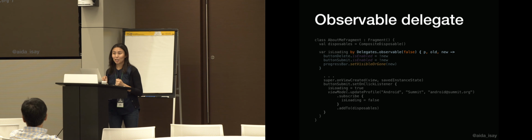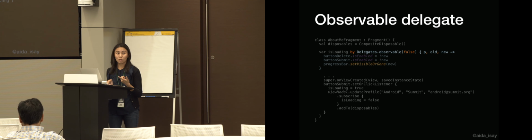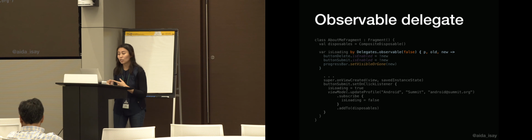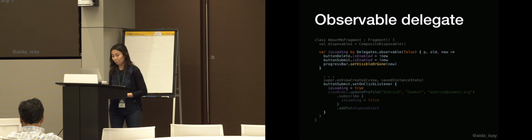So, delegates observable: you can make any property observable by passing the keywords by Delegates.observable, as you might have guessed. Then you would pass the initial value. In this example, this is a Boolean property, so we're passing the initial value false, and we're passing the lambda function. The lambda function takes arguments like p as a reference to the property, old as the previous value of the property, and new as the new value of the property. And then the lambda function will be invoked each time a new value is set to the property.